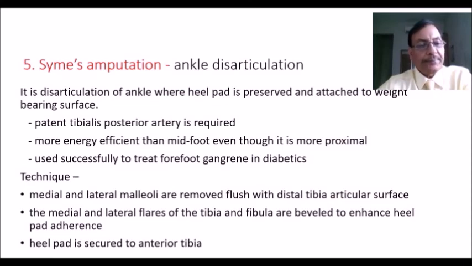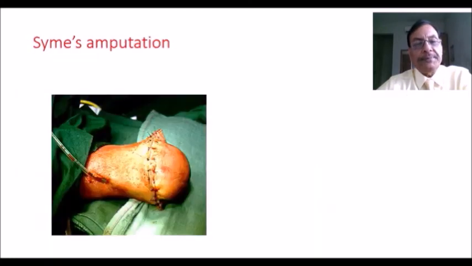The technique is that the medial and lateral malleoli are removed flush with the distal articular surface of the tibia. The medial and lateral flares of the tibia and fibula are beveled to enhance heel pad adherence, and the heel pad is secured to the tibia. This is the Syme's amputation, and the heel pad, which is especially made for weight bearing, is preserved and attached to the tibia. The patient can bear weight independently.